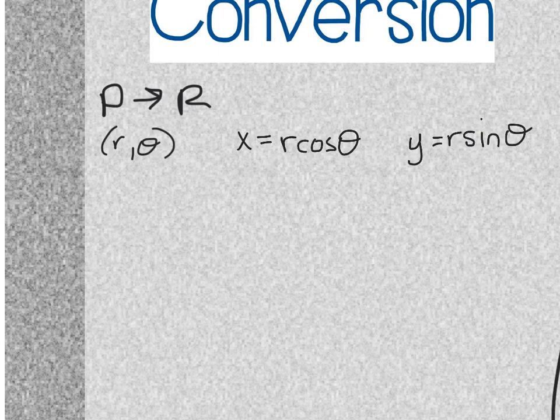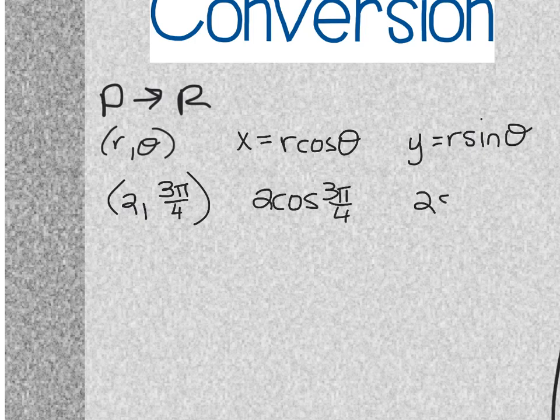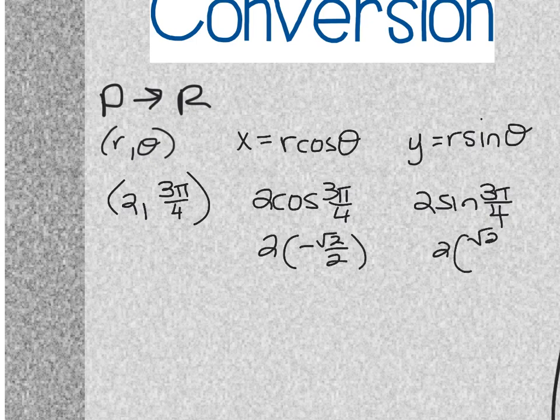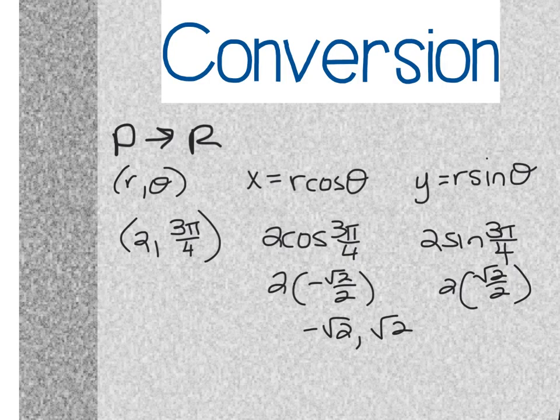So you will see this type of question either on the non-calculator portion of your test, which means it's going to be a unit circle-based angle. Something like 2 and then 3 pi over 4. And so you would do 2 times the cosine at 3 pi over 4, 2 times the sine at 3 pi over 4, and you'd know at 3 pi over 4 your cosine is negative root 2 over 2, and your sine is positive root 2 over 2. So I'd get negative root 2 comma root 2.